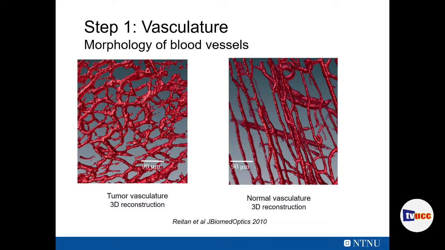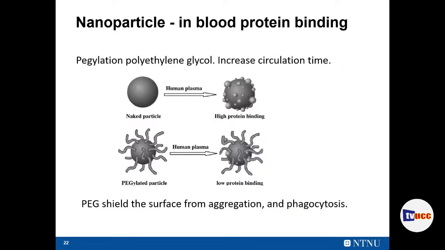Another problem for the nanoparticle in the vasculature is that we have immune cells that want to eat the nanoparticles because they think they are something dangerous. There will be protein binding to the nanoparticle, and then cells come and eat them. We can coat the nanoparticle with something called polyethylene glycol, which helps increase the circulation time. So that was a little bit about what happens in blood.